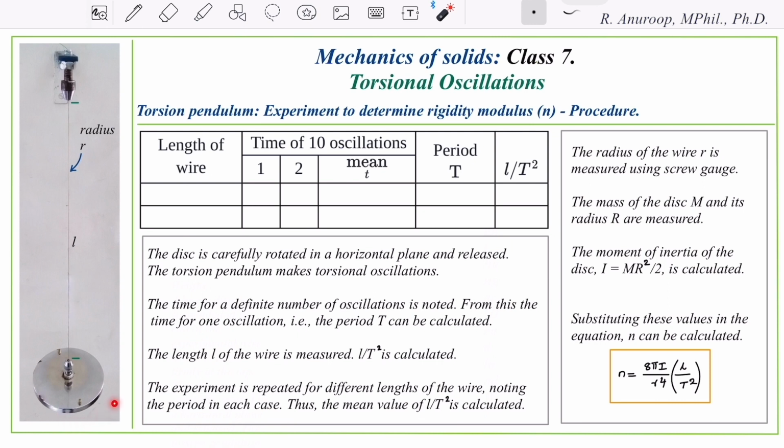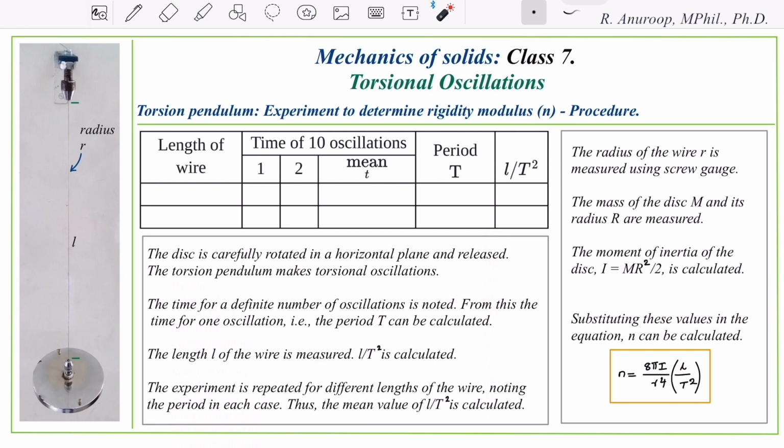The disc is carefully rotated in a horizontal plane and released. Then what happens? The torsion pendulum makes torsional oscillations like this.